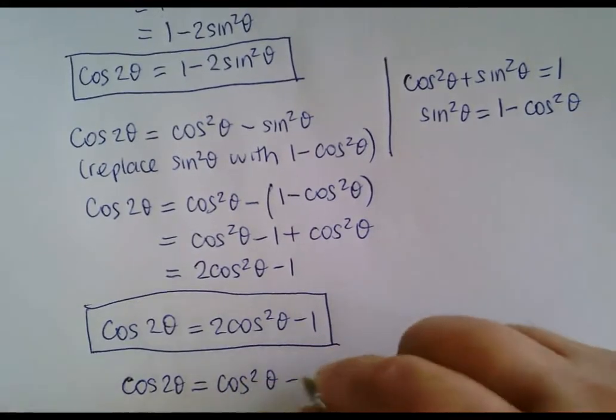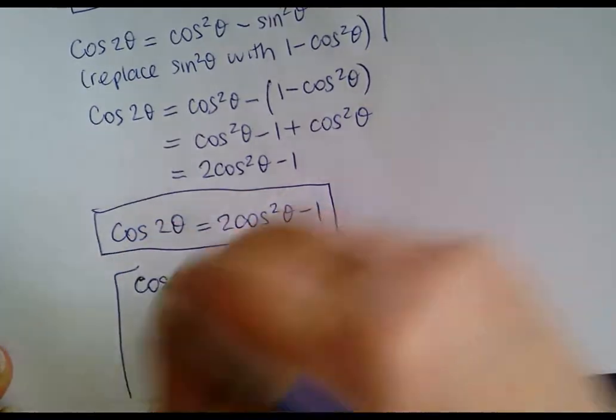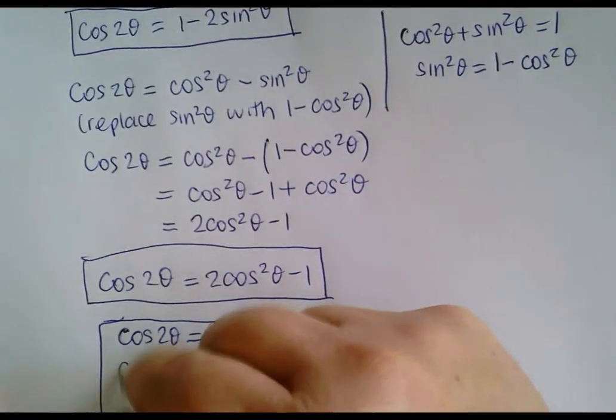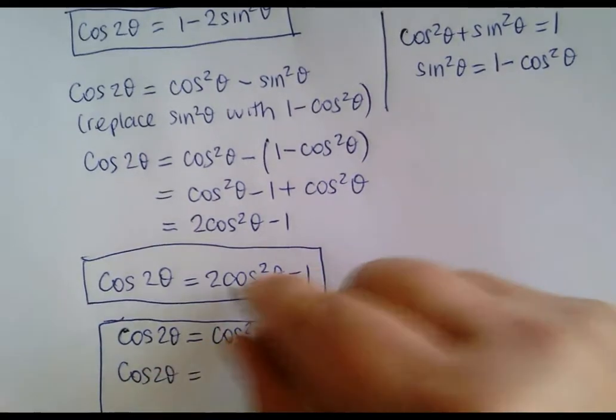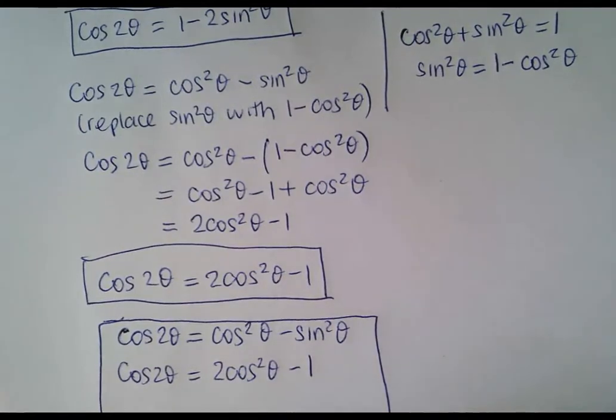It's cos squared theta minus sine squared theta. That's result number 1. So these are the 3 results. The other one is that cos of 2 theta, I'm going to do the last one first, is 2 cos squared theta minus 1.